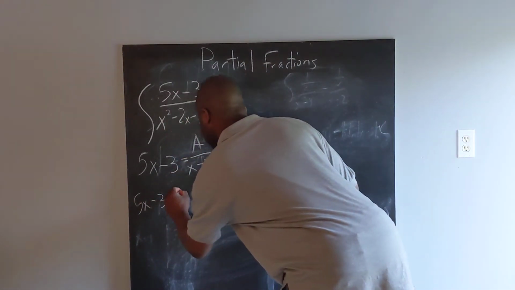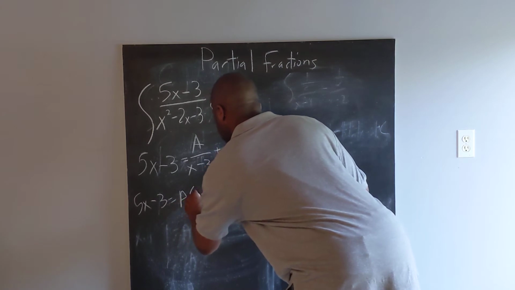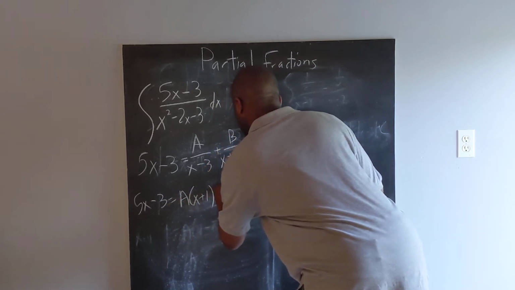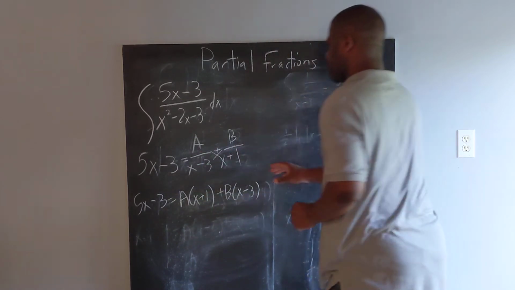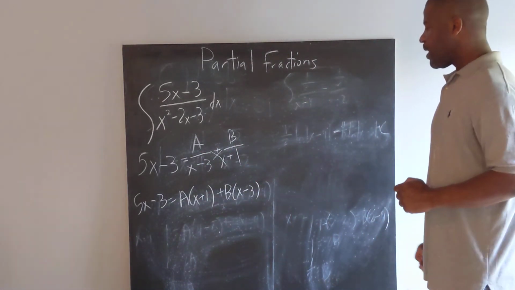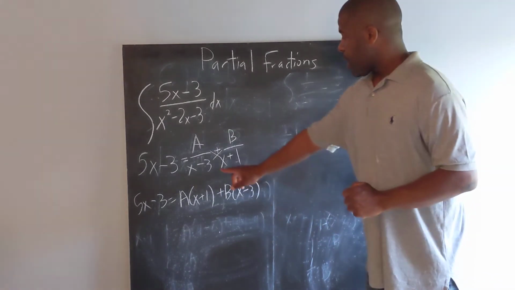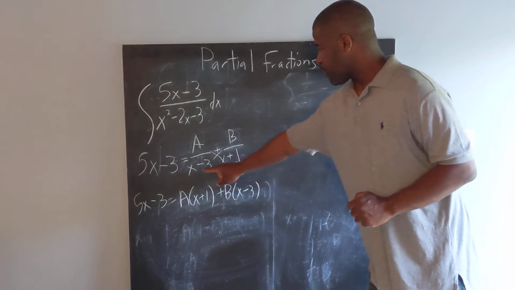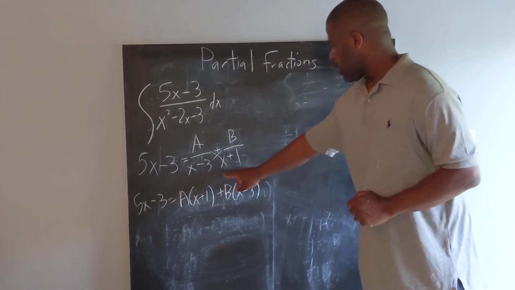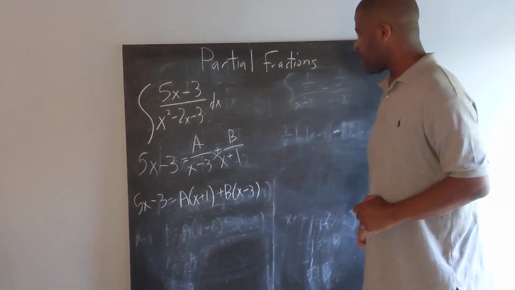5x minus 3 is equal to a times x plus 1 plus b times x minus 3. This is what we did in this case. Now, I look for the zeros. Our zeros in this case are going to be what? 3. And on this other side is going to be negative 1.